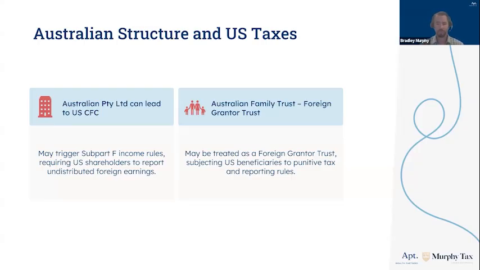The US treatment will be different, unfortunately. The US would see an Australian family trust as a foreign grantor trust in the eyes of the IRS, which basically means that the person that's put the money or property into that trust is the grantor, and they would pay the taxes on the US side. So for Australian purposes, the income's being distributed to, say, one of your adult kids, but for US purposes, the parent that's established the trust is the one paying the taxes. So there is a mismatch between the two systems.